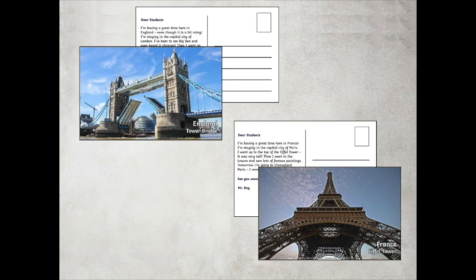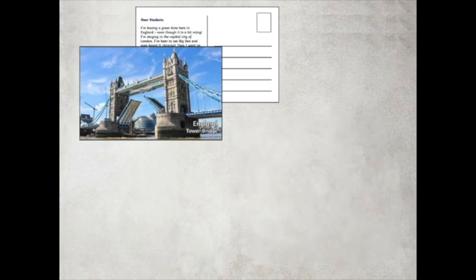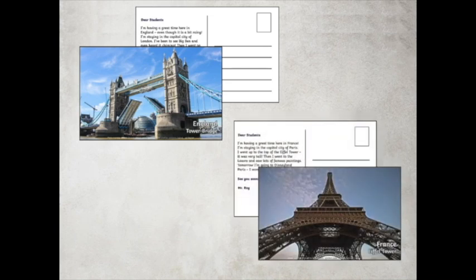Look, here are some postcards. This postcard is from London, England. You can see the picture is of Tower Bridge in London, and on the other side is where someone has written a message. This postcard is from Paris in France. You can see a picture of the Eiffel Tower, which is in Paris.